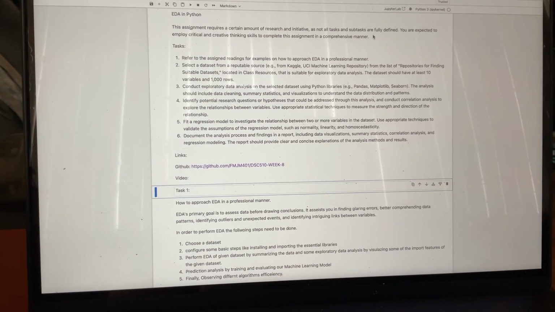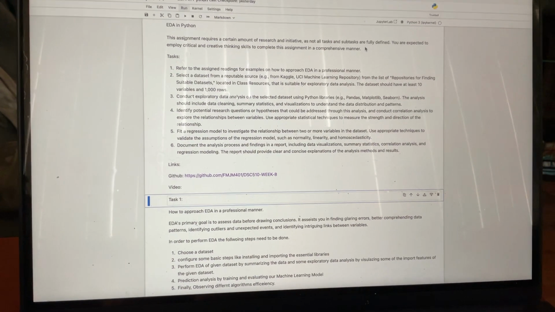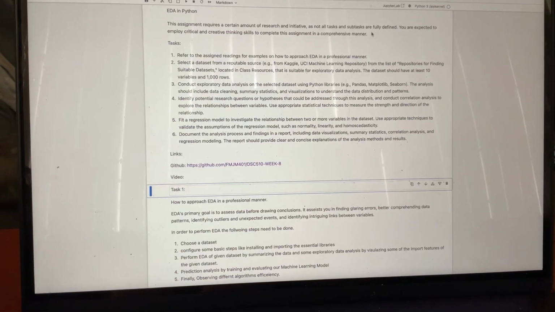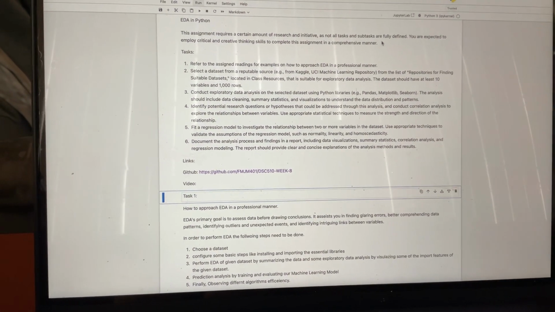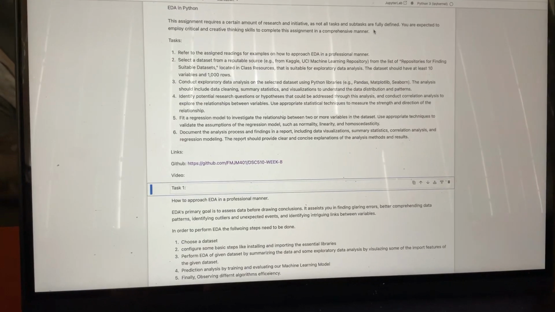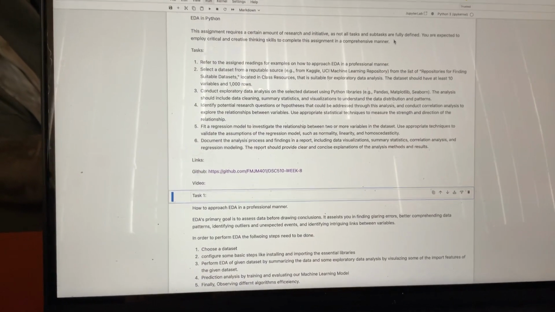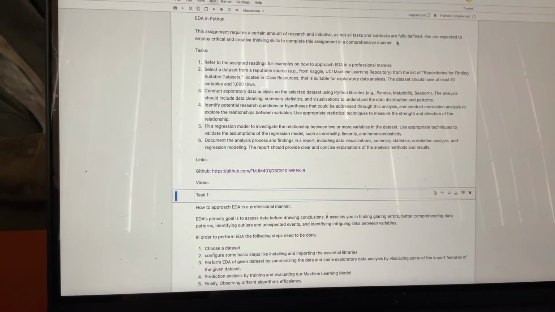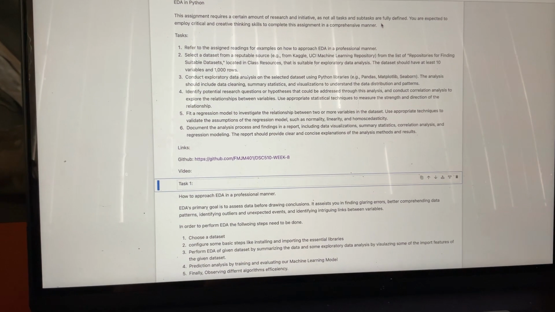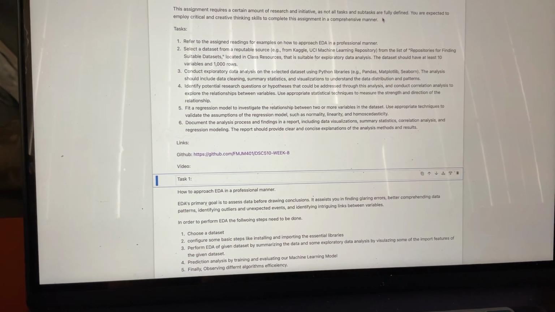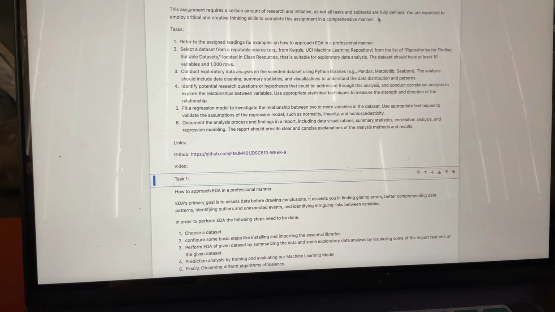The first one is to refer to the readings for examples of how to approach EDA in a professional manner. The second one is to get the data set from a reliable source, which is a file on the portal. The third one is the EDA, implementing all the libraries that are needed, and it should include summary statistics and visuals to understand the data structure and patterns.